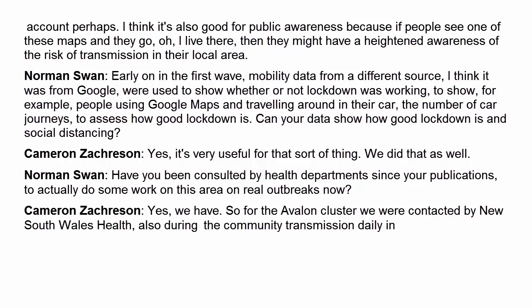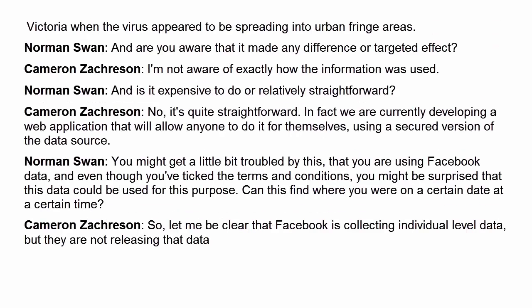Have you been consulted by health departments since your publications to actually do some work on this area on real outbreaks now? Yeah, we have. So for the Avalon cluster, we were contacted by New South Wales Health. Also, during the community transmission area in Victoria, when the virus appeared to be spreading into urban fringe areas. And are you aware that it made any difference or targeted effect? I'm not aware of exactly how the information was used. And is it expensive to do or relatively straightforward? No, it's quite straightforward. In fact, we're currently developing a web application that will allow anyone to do it for themselves using a secured version of the data source.